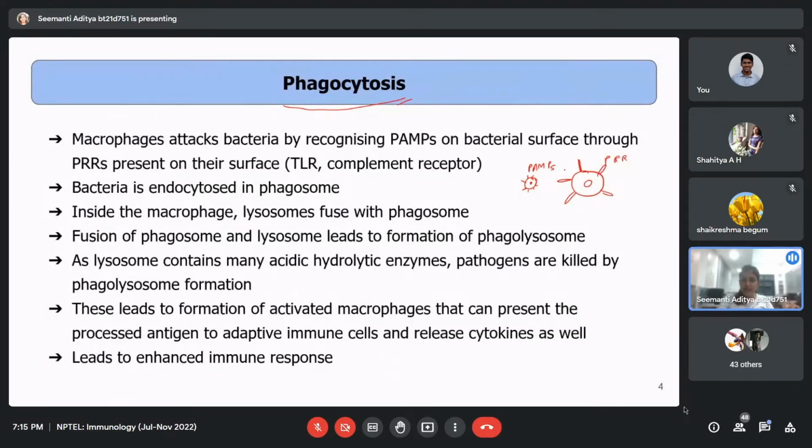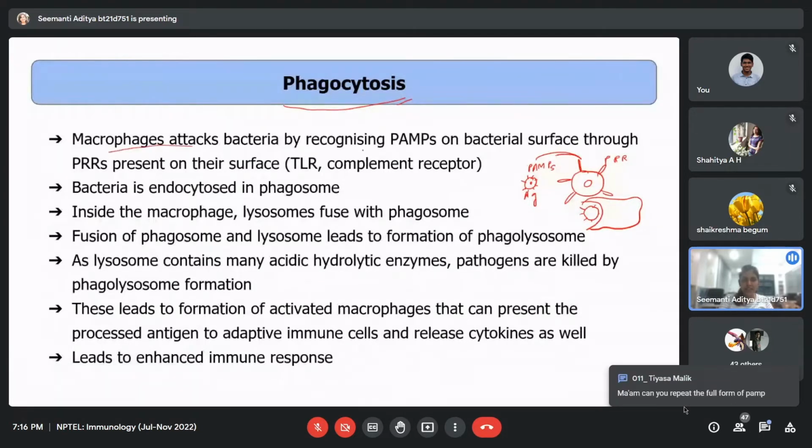This PRR and PAMP interaction helps in recognizing the antigen by the macrophages or dendritic cells, and it results in the engulfment of this antigen inside the macrophage cells. So this is the bacteria that is getting engulfed. We see that macrophages attack the bacteria by recognizing the PAMPs present on the bacterial surface through the PRRs present on their surface, meaning the macrophage's surface.